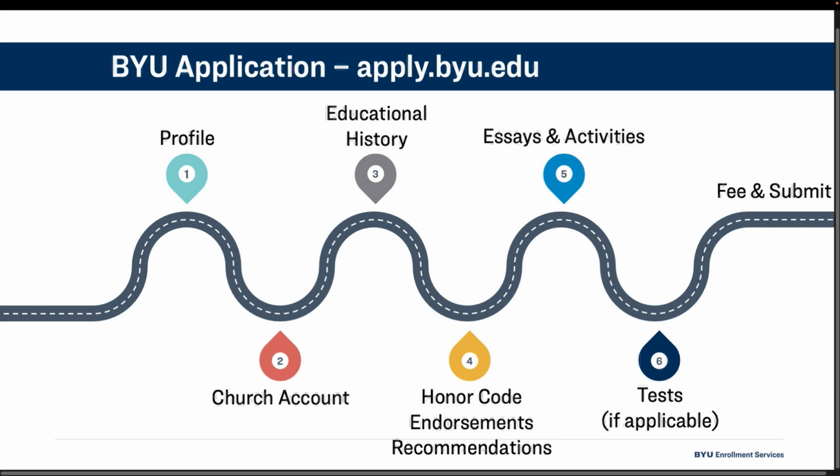Every applicant will do this, whether or not you're a member of the Church of Jesus Christ of Latter-day Saints. If you have questions about this, the application will walk you through step-by-step on how to link a church account. Then you'll fill out your educational history and then complete your honor code agreement, endorsement interviews, and recommendations. And then you'll complete some essays and activities questions. And then some of you, depending on your background, may or may not need to submit a test score or two. And then finally, there's a $35 application fee and submission.